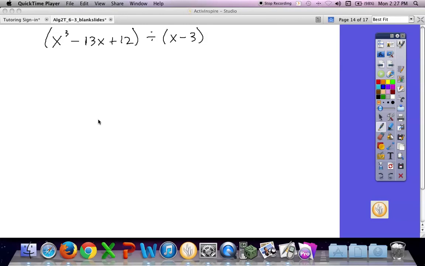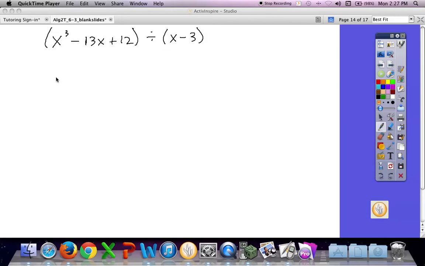Okay. When you're dividing, what is the degree of the polynomial we're dividing? Cubic, right? But notice that there is no x squared term. It's missing a power of x. In between the highest power and the constant, it's missing a power of x.